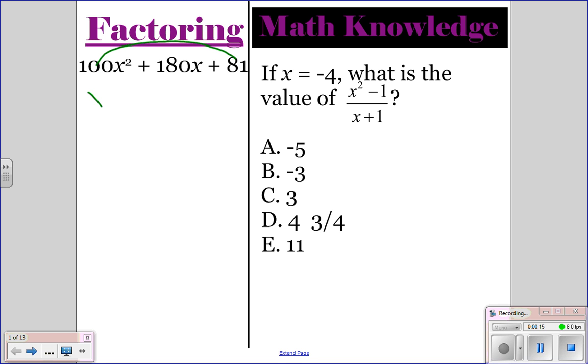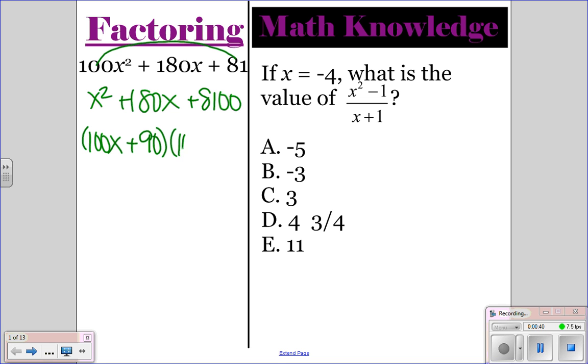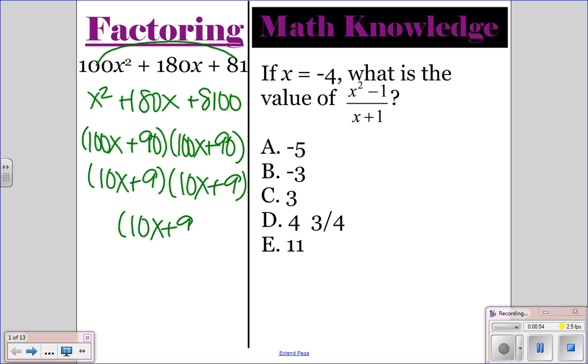And so we're going to have x squared plus 180x plus 8,100. The two numbers that you're going to want to use are going to be 90. And so we make sure to replace our 100 in front of our x. We're going to have plus 90, and then 100x plus 90. And then both of these will reduce to 10x plus 9 and 10x plus 9, which we can write as 10x plus 9 squared.